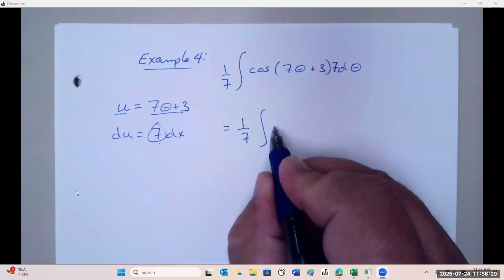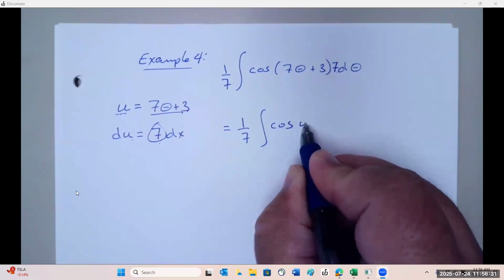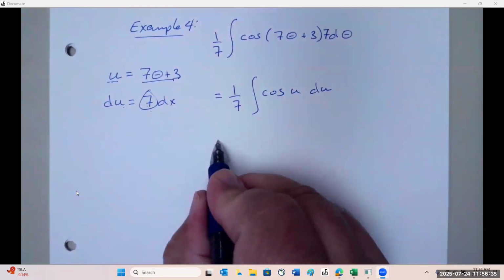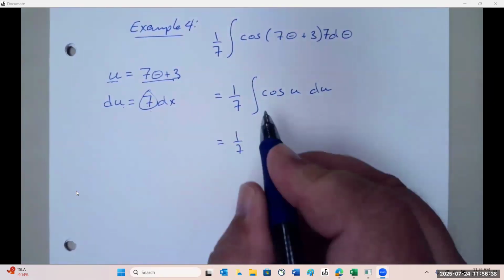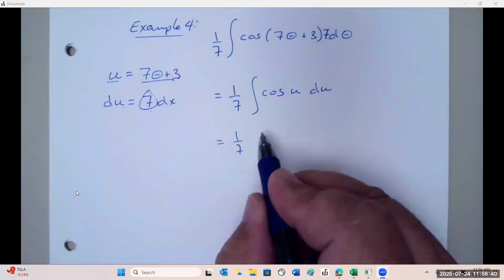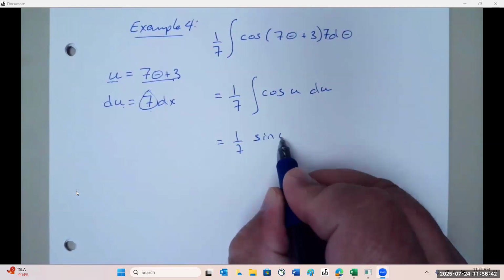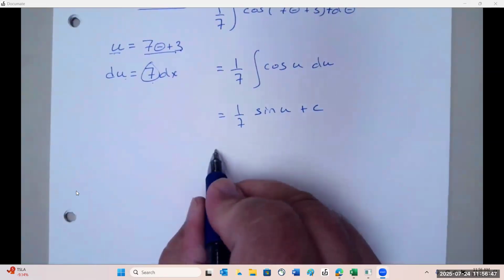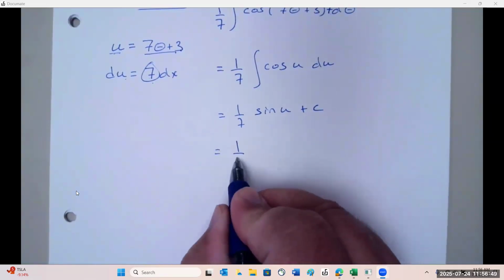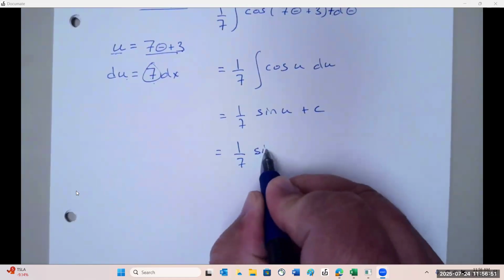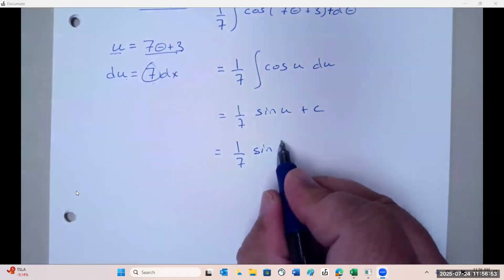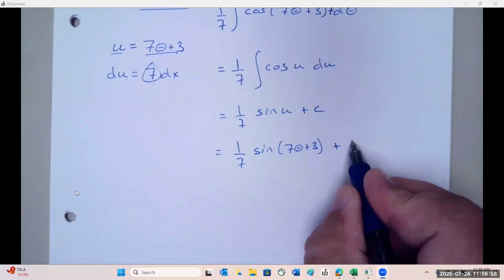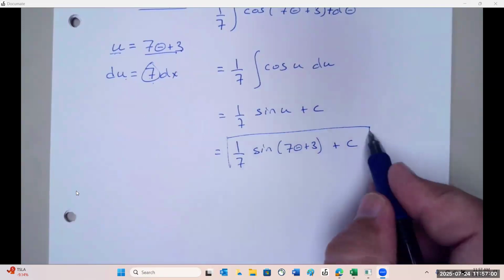So we have the integral of cosine of u du. What is the integral of cosine? Sine u plus c. And then u is 7 theta plus 3. All that plus c. So there's my answer.